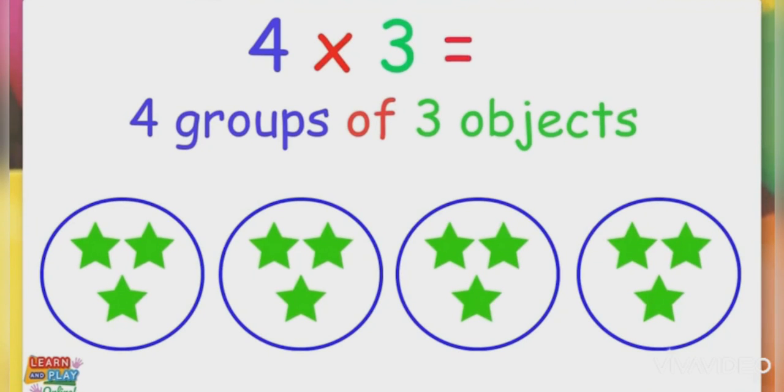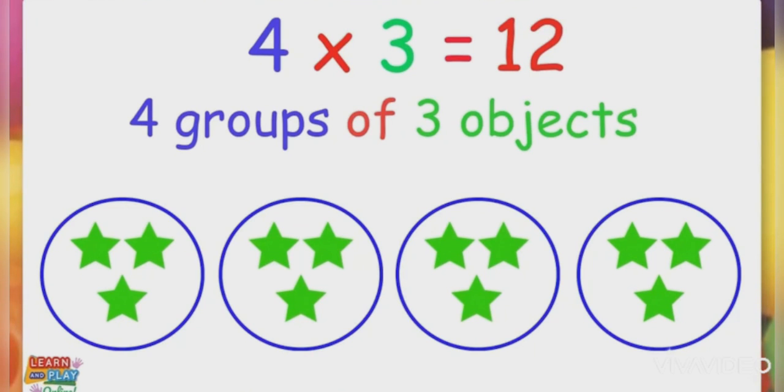4 times 3 equals what? I can use multiplication or repeated addition to calculate the result. So 4 times 3 equals 12. Let's see another way to express 4 times 3, or 3 times 4.